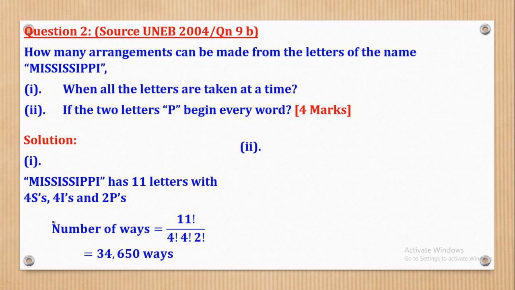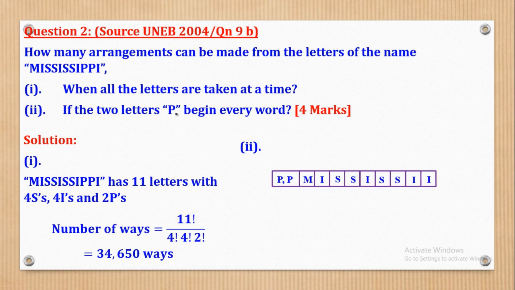What about Roman 2? Roman 2, they said the two P's begin every word. So we shall also make a sketch to ease the calculation. I think we realize that the two P's have been grouped together, and the number of ways they can be arranged is 1, because these are identical. You cannot distinguish them. Whether you begin with this P followed by this P, it still remains the same arrangement. But if you want to know how this comes about, you still use the rule of identical items and say it will be 2 factorial over 2 factorial, which is 1. But to simplify it, you just put 1 factorial because they are identical.